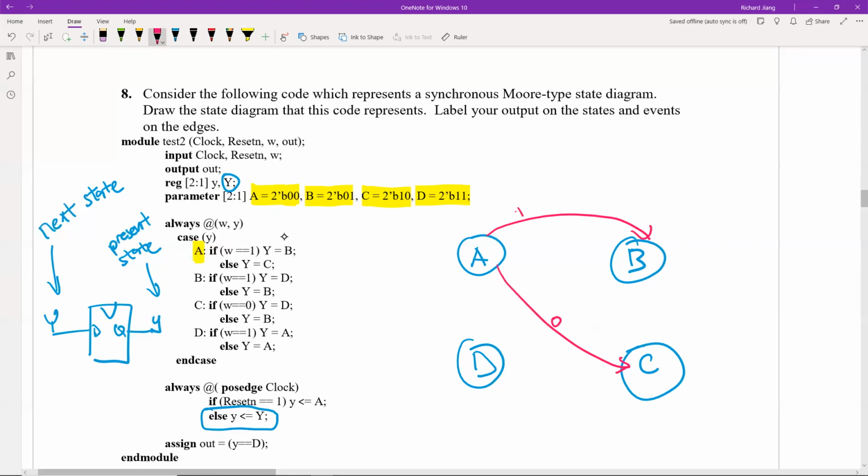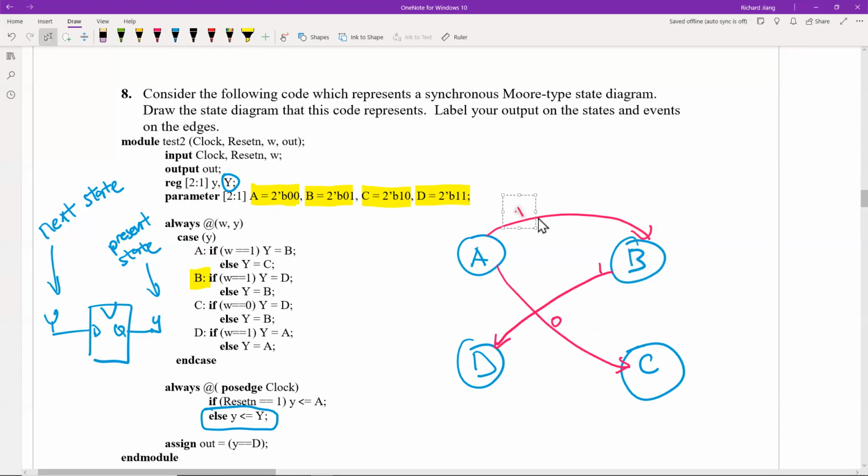Make sense? Yep. Okay, so now we do the same thing for B. So we start from the B circle now, which is here. If W is equal to 1, next state should be D. So we draw that, we put a 1 there.